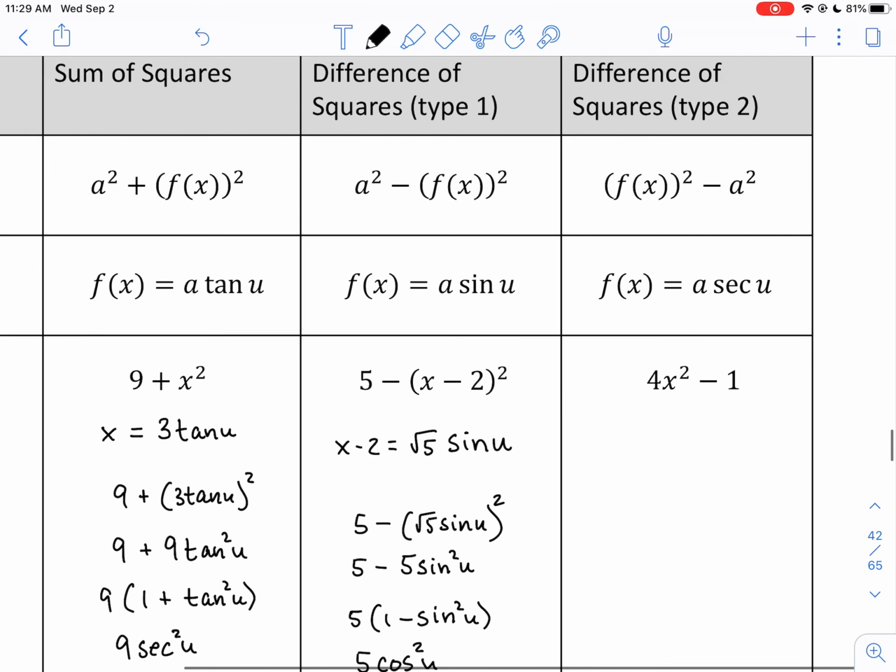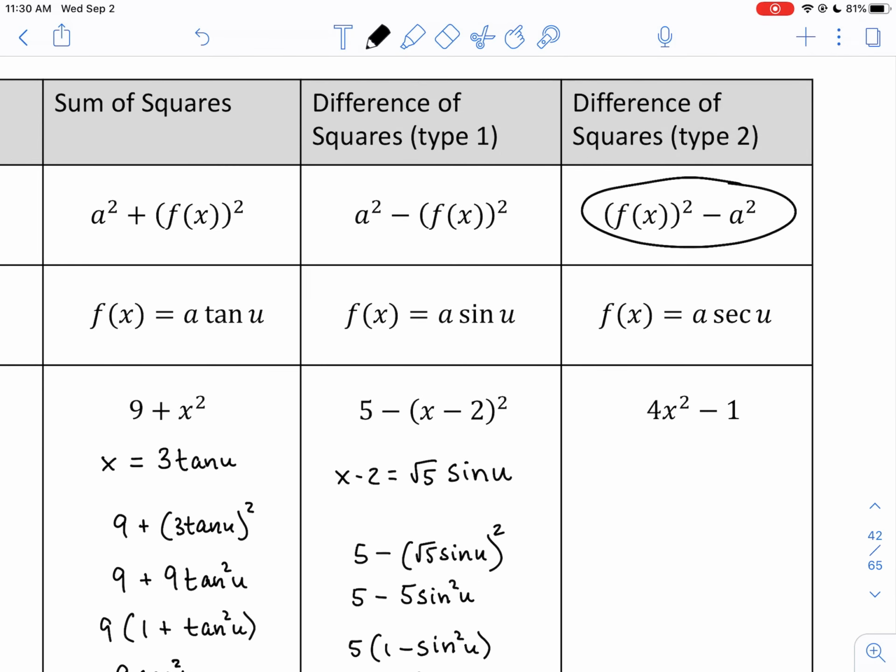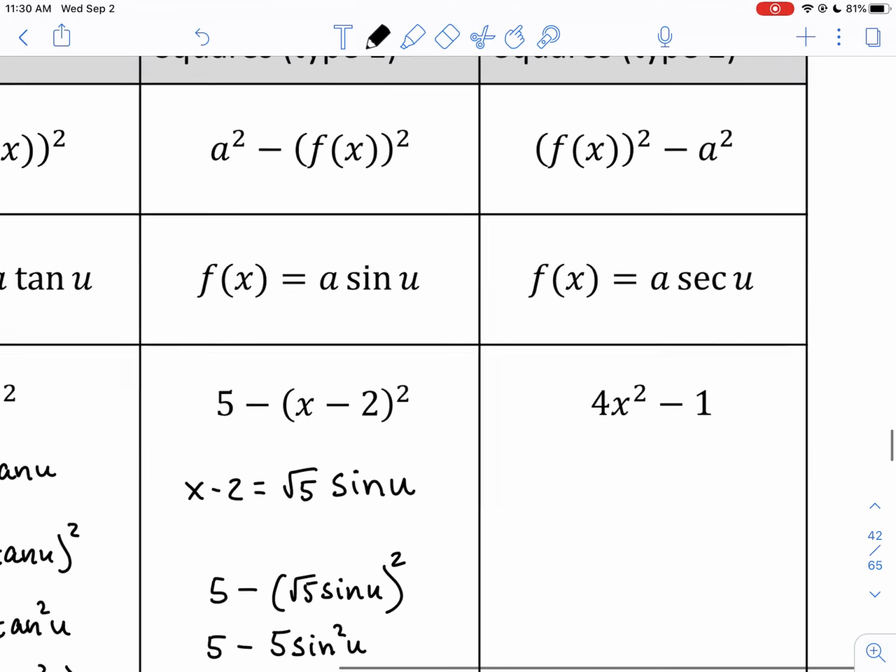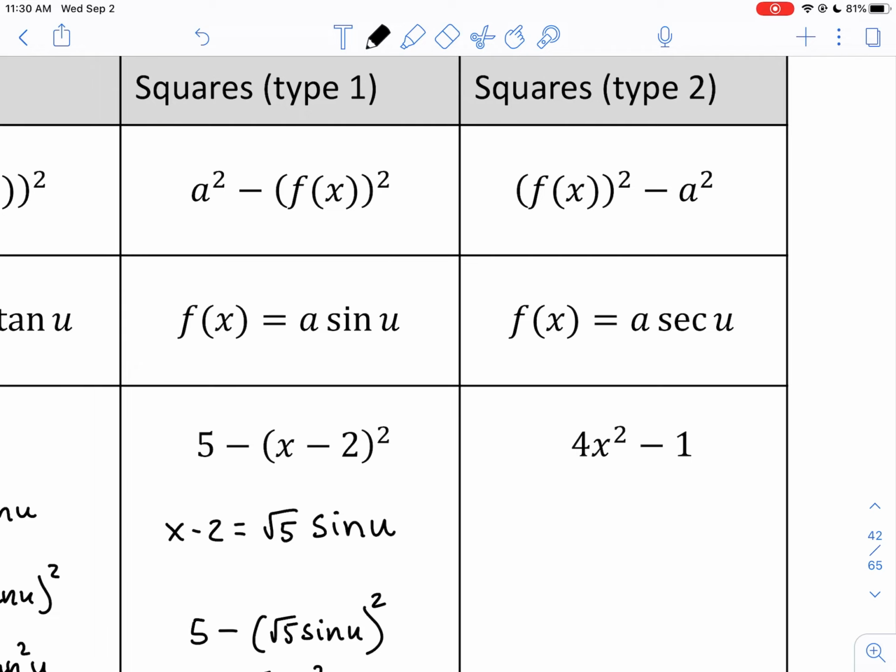And then the last case, if you have this type, I call it type 2, difference of squares, function squared minus constant, then you want to use a secant substitution. Let's see how that works. This one will be a little bit tricky because we have a coefficient in front of the x squared here.